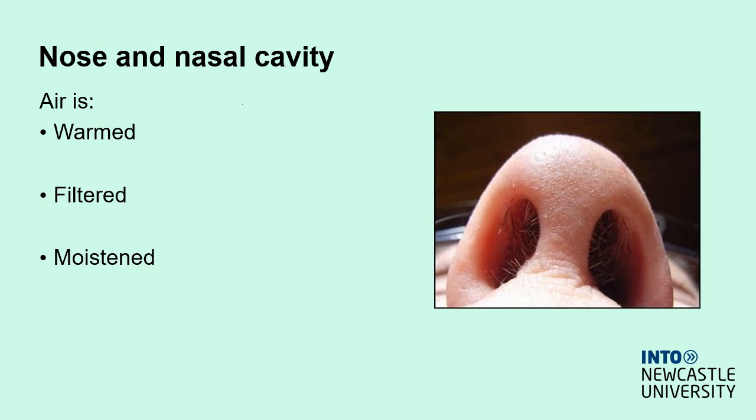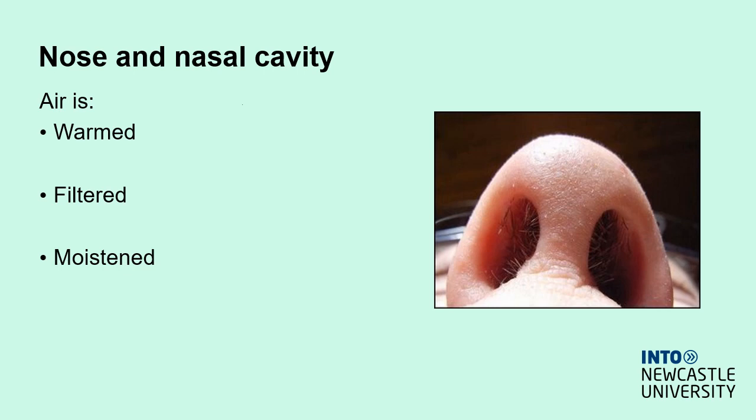To work our way through the structures of the respiratory system, we're going to start where the air enters, with the nose and the nasal cavity. In the nose and the nasal cavity, we warm the air, filter the air, and moisten the air. The air is warmed because in the nose we have a large surface area and a very good blood supply, and this starts to warm the air to body temperature, which helps to make gas exchange more efficient.